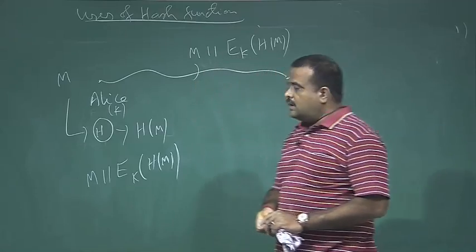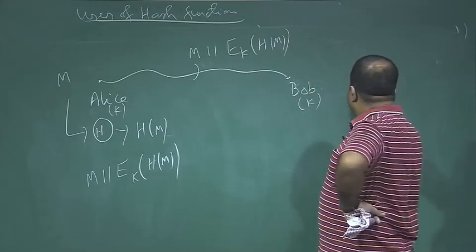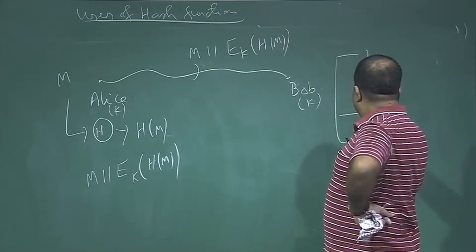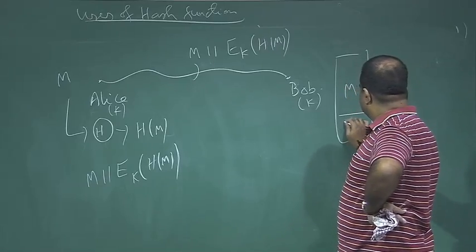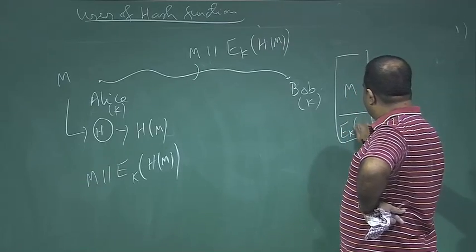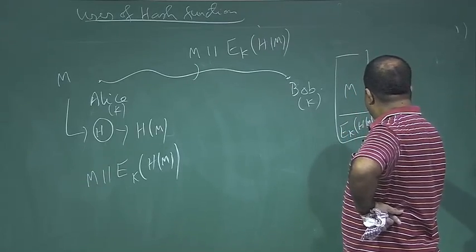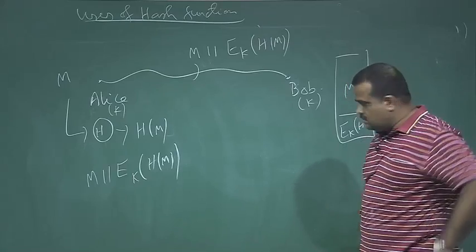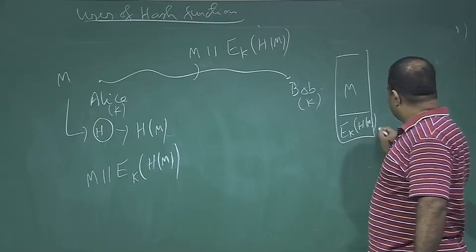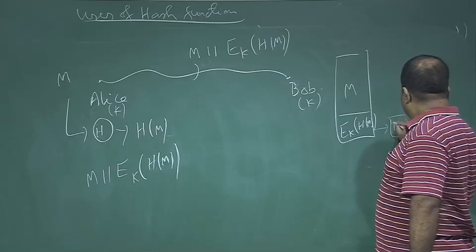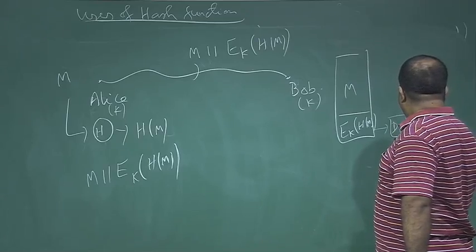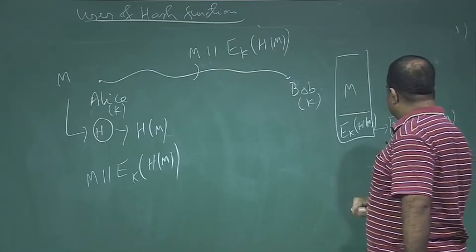Now, Bob is receiving M along with EK of H of M. So, what will Bob do? Bob will first decrypt this part, and Bob will get back H of M.